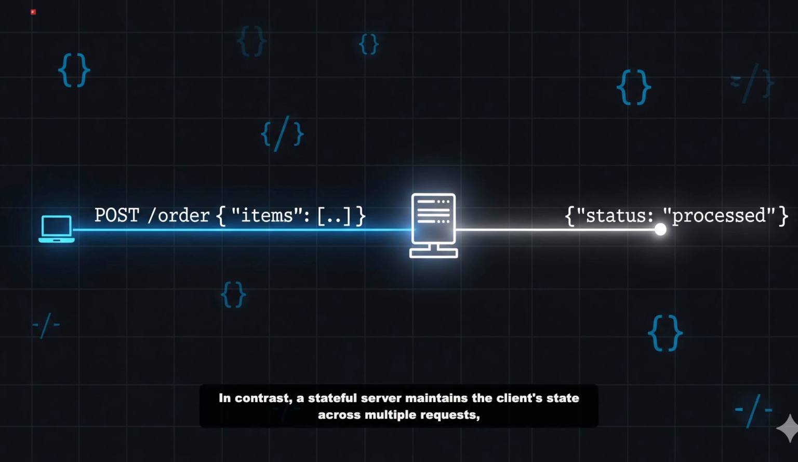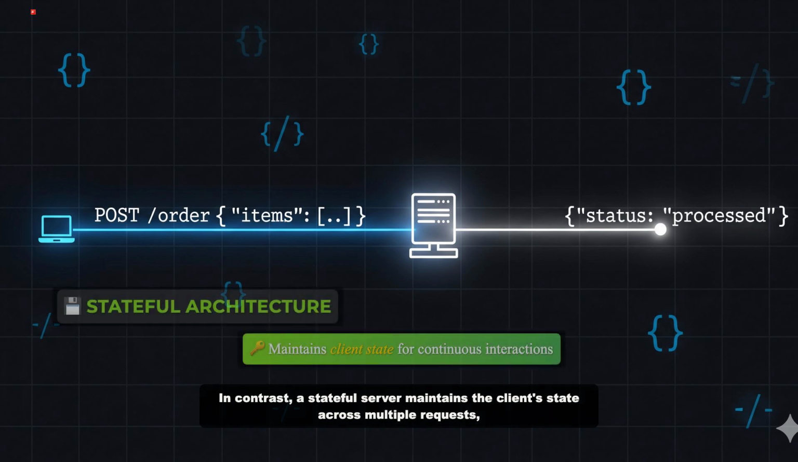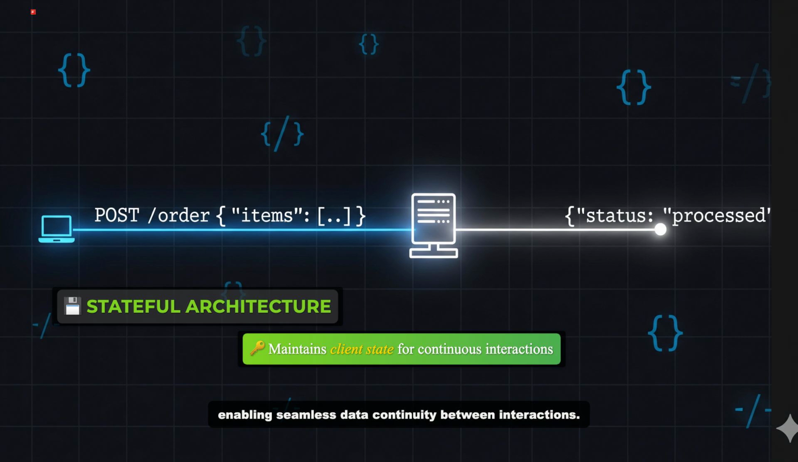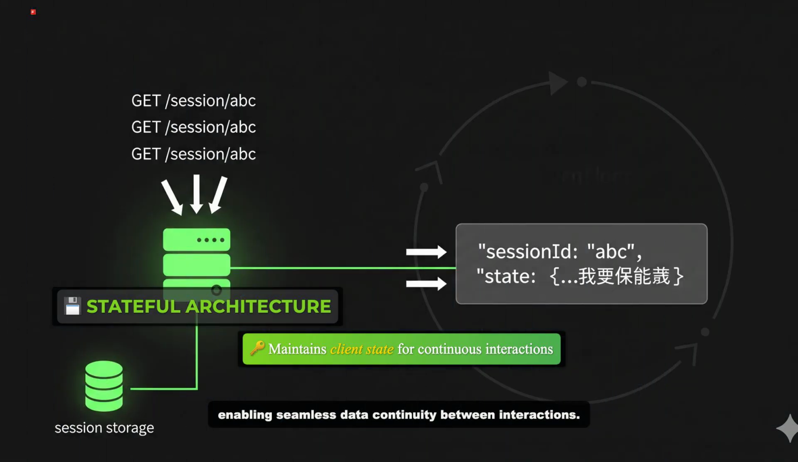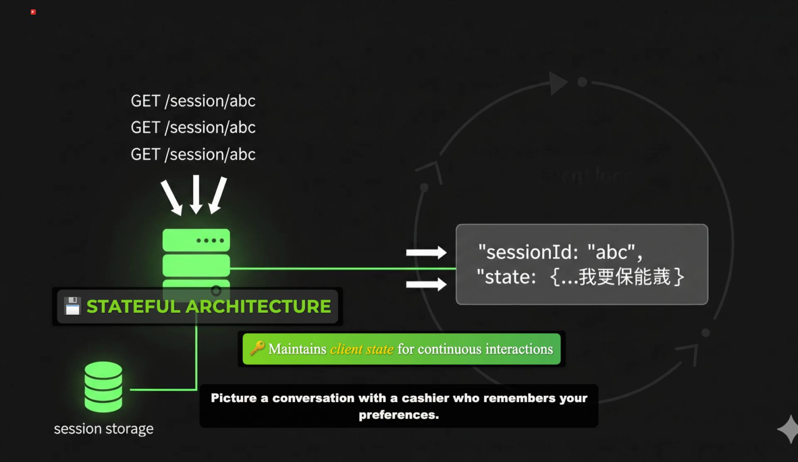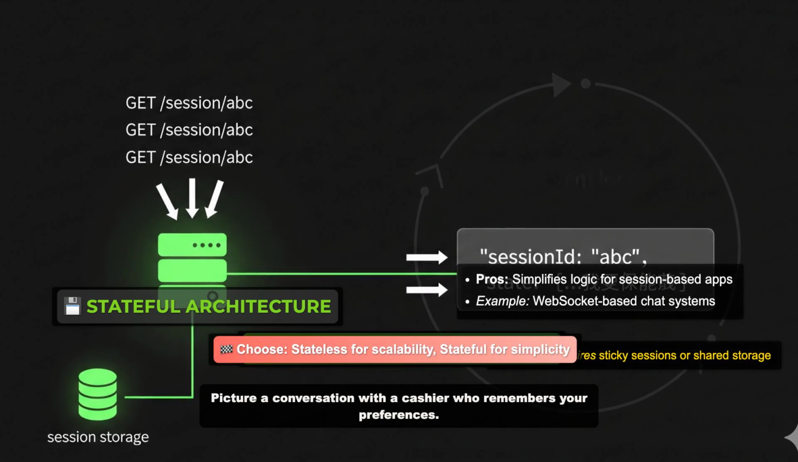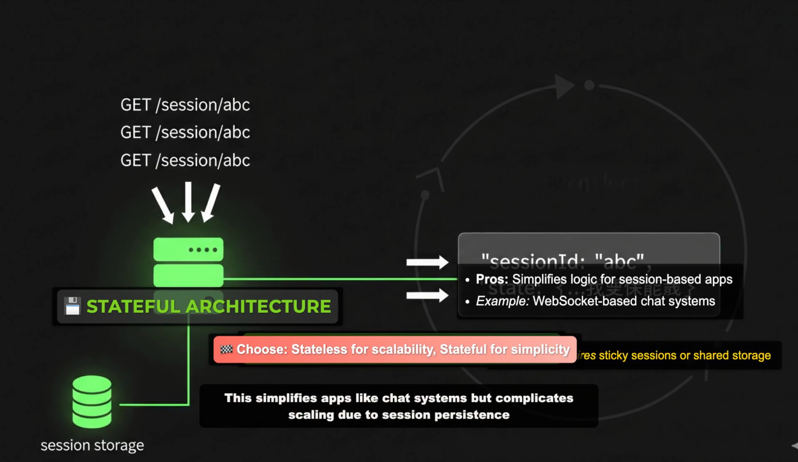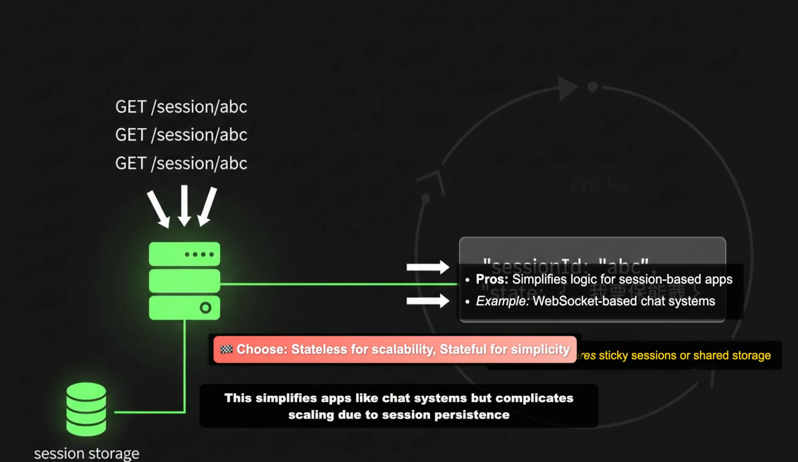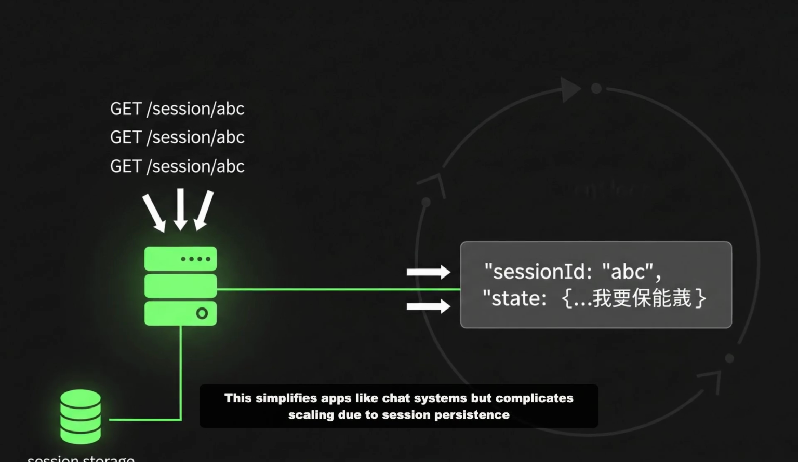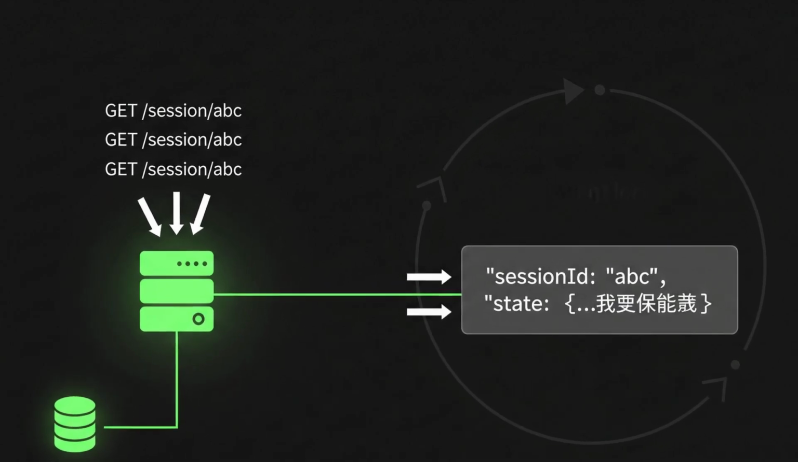In contrast, a stateful server maintains the client's state across multiple requests, enabling seamless data continuity between interactions. Picture a conversation with a cashier who remembers your preferences. This simplifies apps like chat systems but complicates scaling due to session persistence requirements.